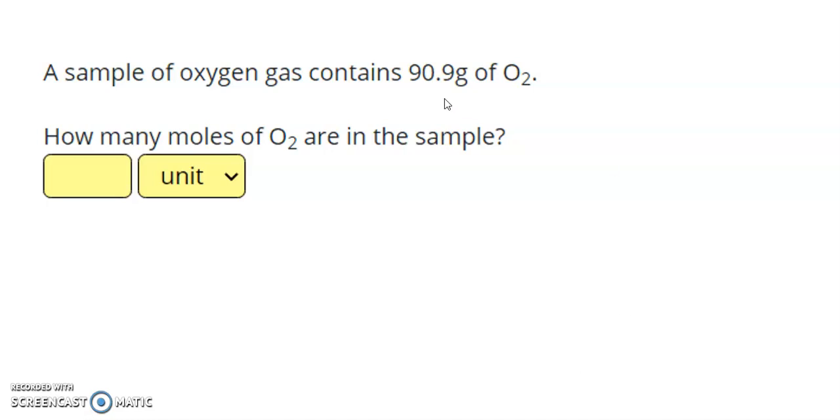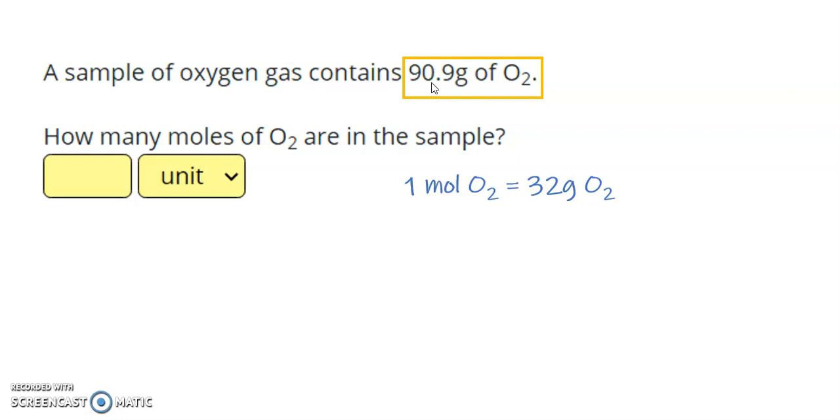Well, we know that there are 90.9 grams of O2, and we're looking for number of moles. There's something we need to know to do this conversion. We need to look on the periodic table and find the number of grams in 1 mole of oxygen. That's called the molar mass. 1 mole of O2 equals 32 grams O2. On the periodic table, oxygen has the number 16 in its box, and that's the number of grams in 1 mole of O. Remember, this is O2, so it's 16 times 2 to get 32 grams.